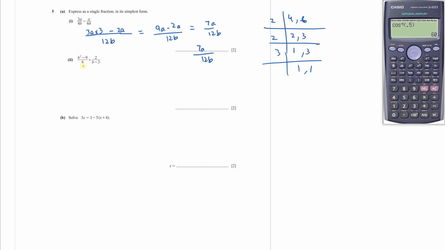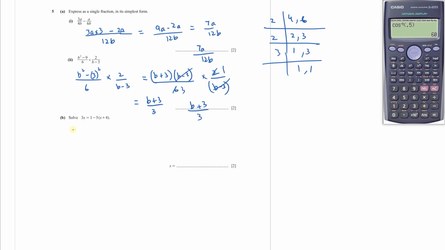The next is b square minus 9 over 6 into 2 over b minus 3. So I can write b square, and 9 can be written as 3 square, over 6 into 2 over b minus 3. Now I can use the formula a square minus b square is a plus b into a minus b, right? So this will become b plus 3 into b minus 3 over 6 into 2 over b minus 3. This cancels out. 2 1s are 2, 2 3s are 6. So you're only left with b plus 3 over 3.